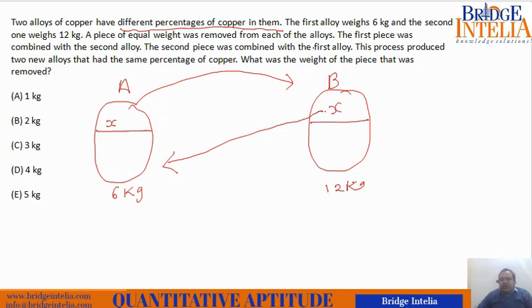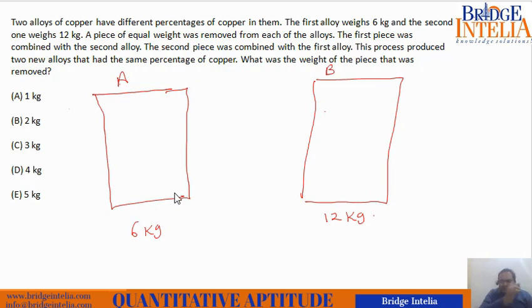Now what was the weight of the piece that was removed? Now see, nothing is known about the initial percentages of copper. Still we have to solve this question. Then you can take dummy values. So we can solve this question using dummy representative values. So let's solve this. Let's take some dummy values to make calculation easier for us. We have no idea, nothing is said about the original concentration of copper.